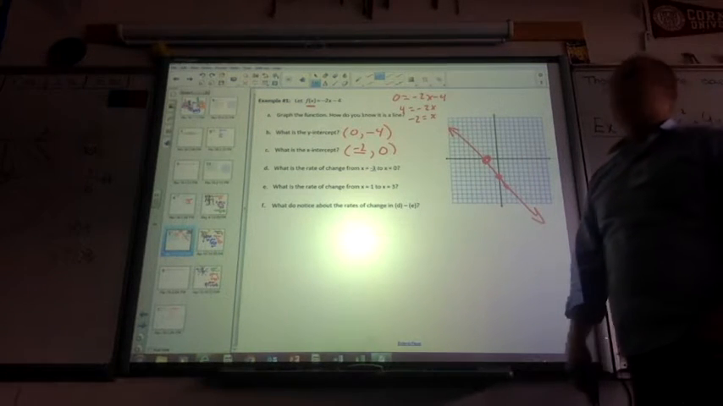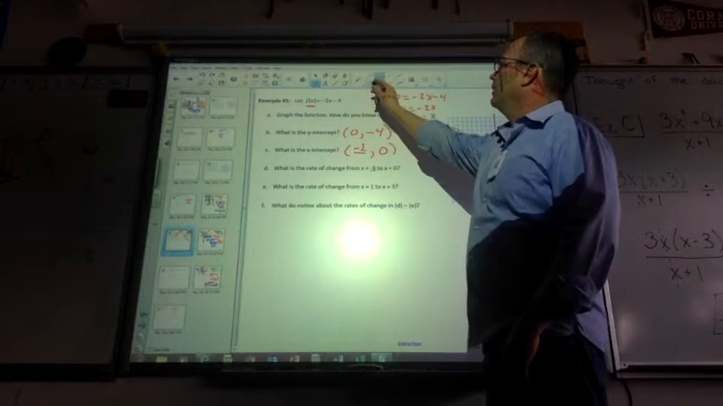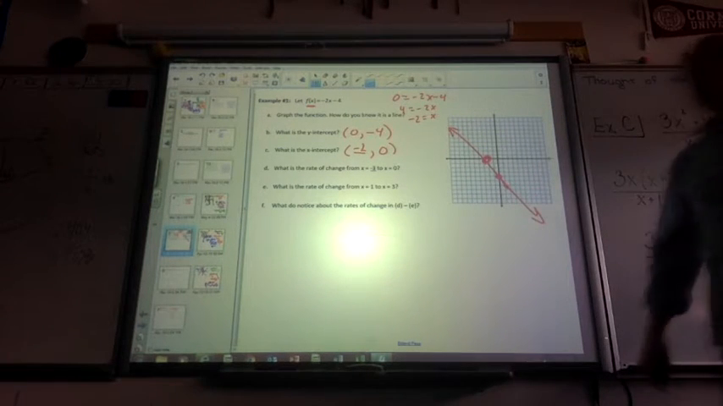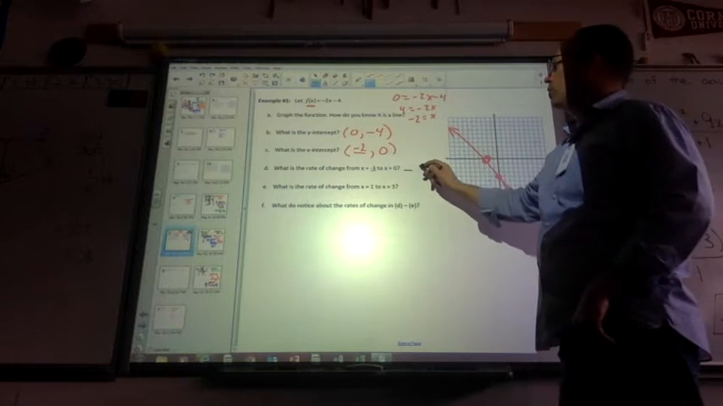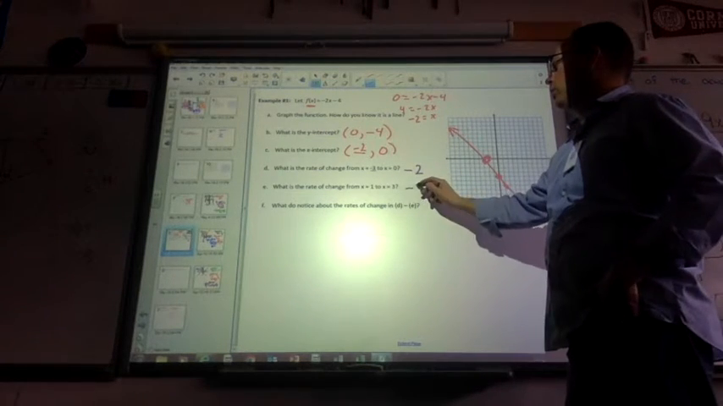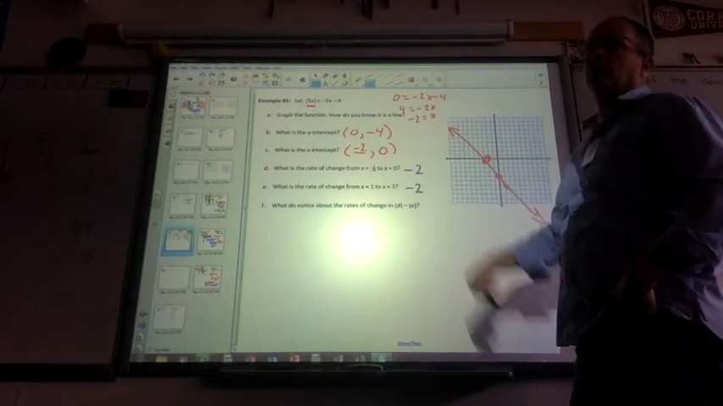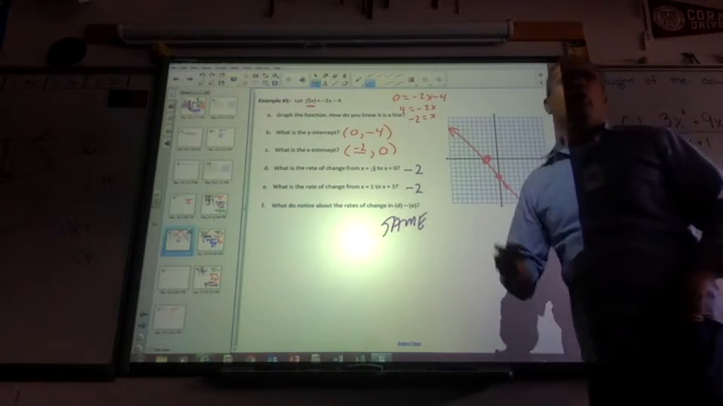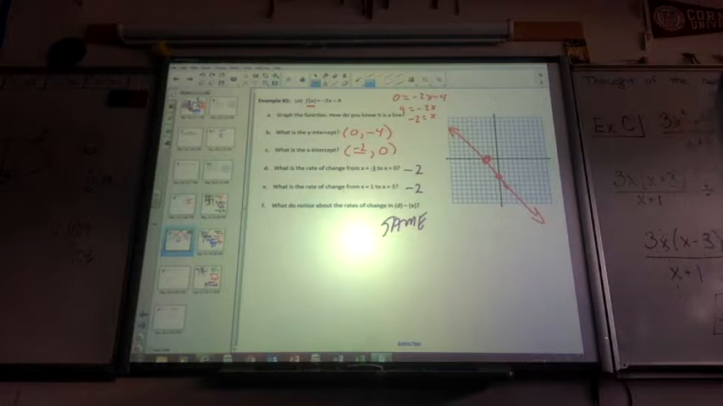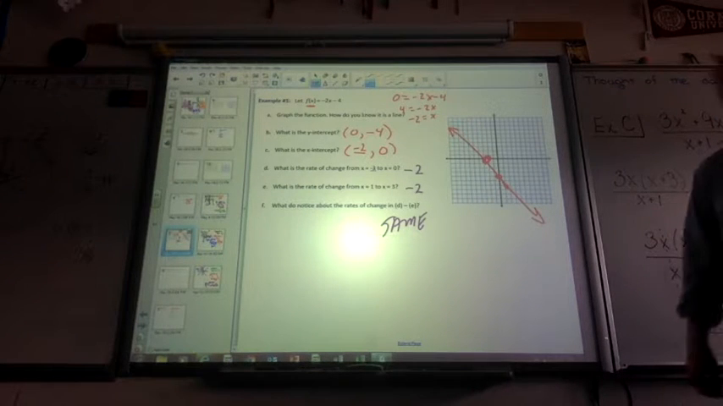Hey, what's the slope of this original function? Some of you aren't paying attention. What's the slope of my original function? -2. So the slope here is also -2. The slope here is also -2. What do you notice about the slopes? They're the same. They should be the same. Do I have to go through and plug those in and find the slope between 2 points? No. I hope not. No.